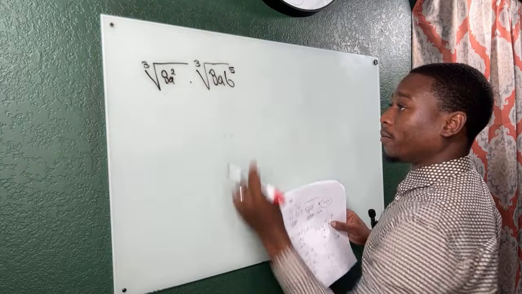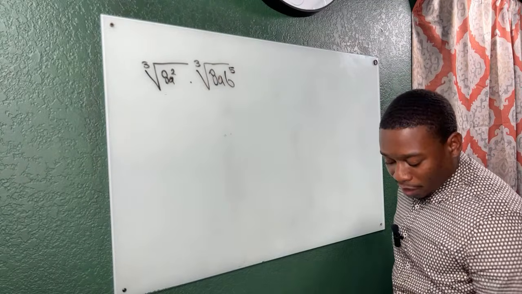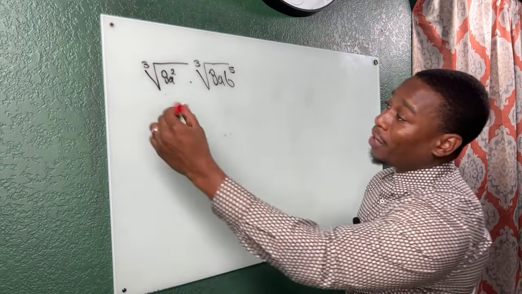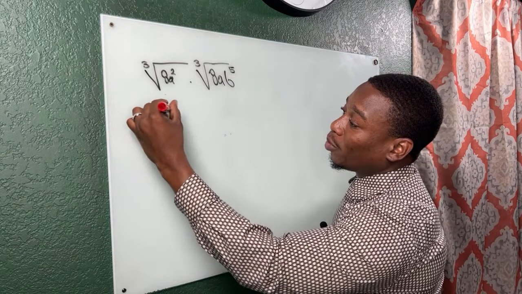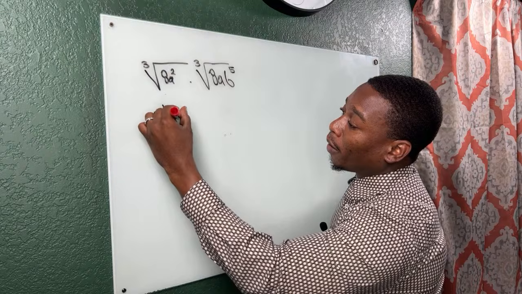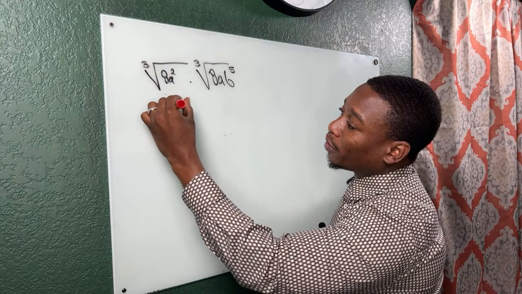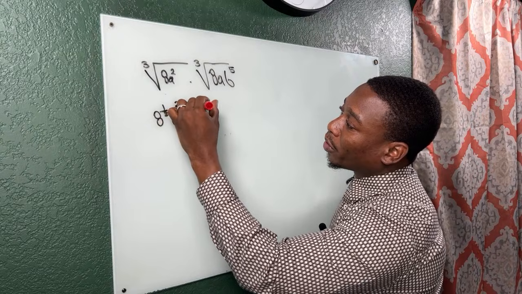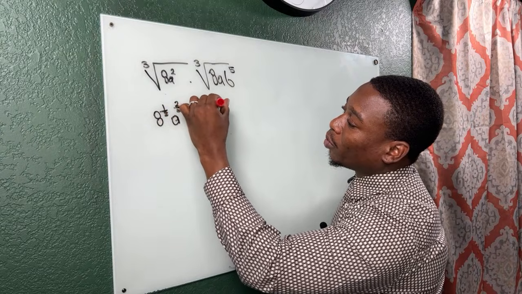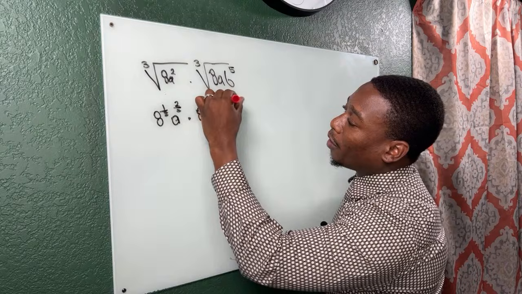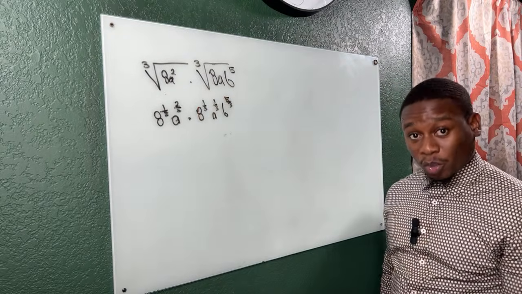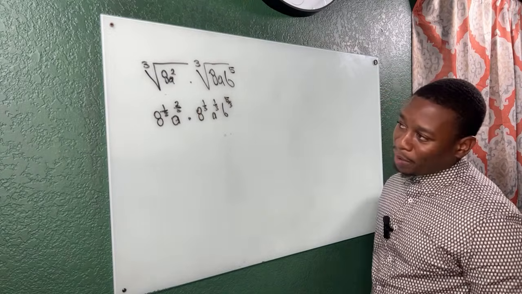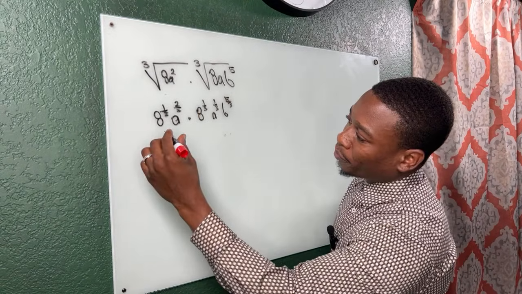to the 5th. Now, what a lot of students are going to try to do is they're going to try to simplify everything. So they're going to say, all right, I got 8 to the 1/3, a to the 2/3, and I'm going to multiply this by 8 to the 1/3, a to the 1/3, and then b to the 5/3. You can switch it like that, right?